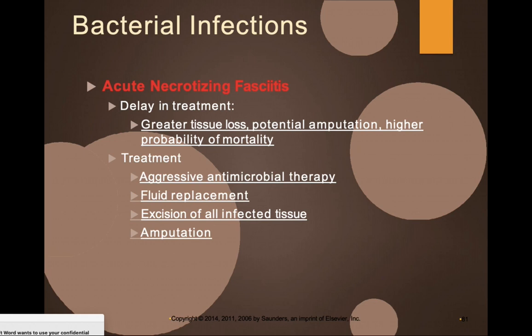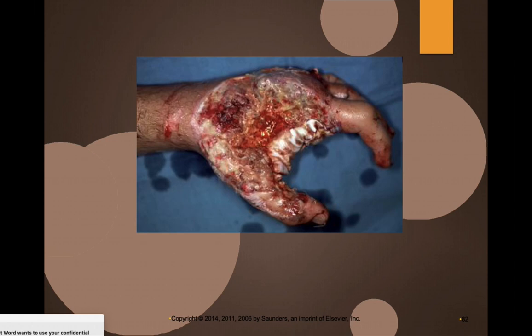A delay in treatment is a problem, right? There's going to be greater tissue loss because it's going to spread. It can lead to amputation, and then there's a high probability of mortality. So the treatment has to be aggressive antimicrobial therapy, constantly replacing with fluid, and excision to excise all of the infected tissue. And if needed, amputation to save the rest of the body so it doesn't spread throughout.